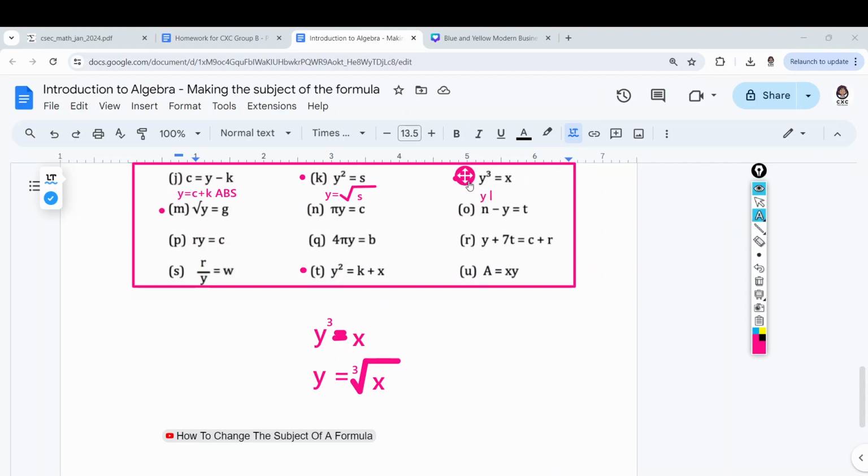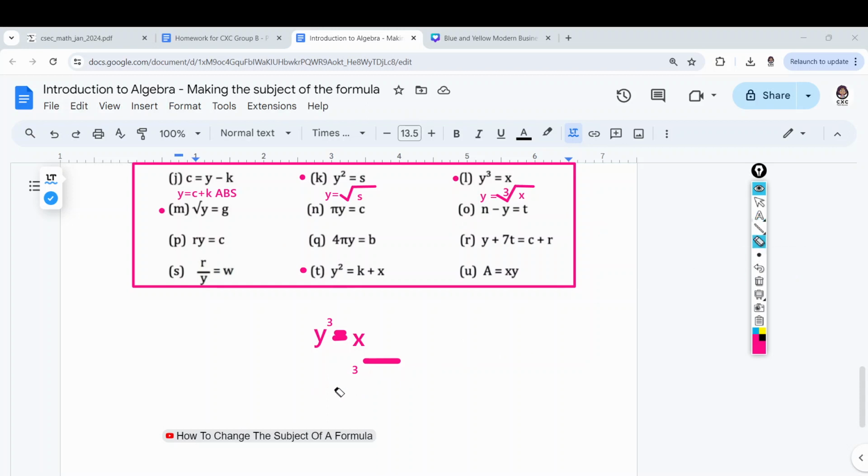It should be y is equal to, let me use a ruler, cube root of x. And let me put the 3 on the outside. There should be a 3 right here in that space. Make sense, guys? Okay, so let's do this one m now.